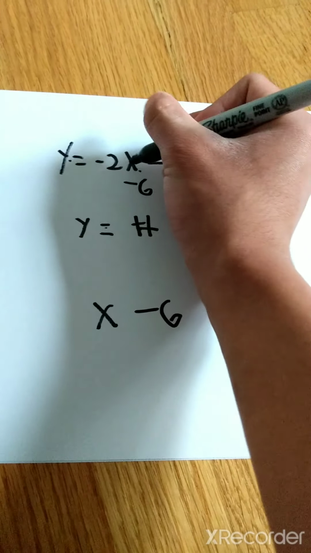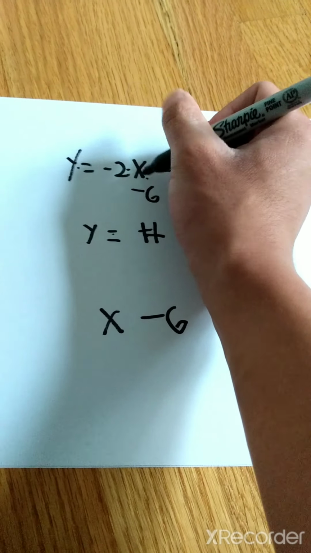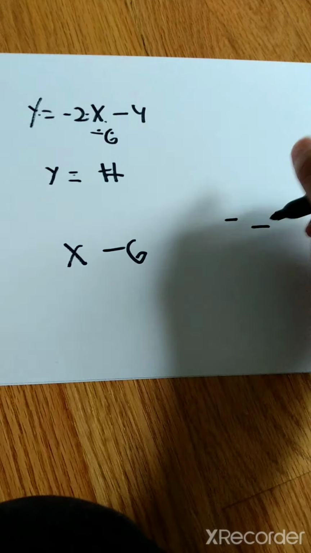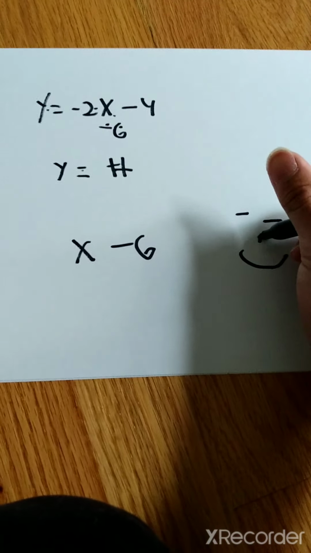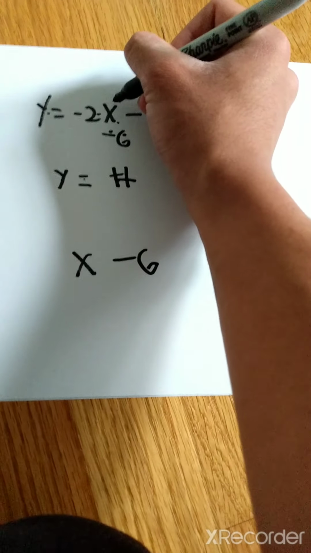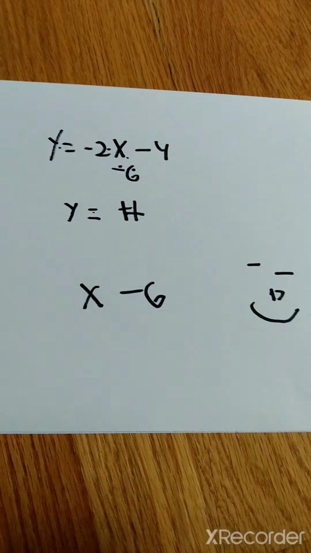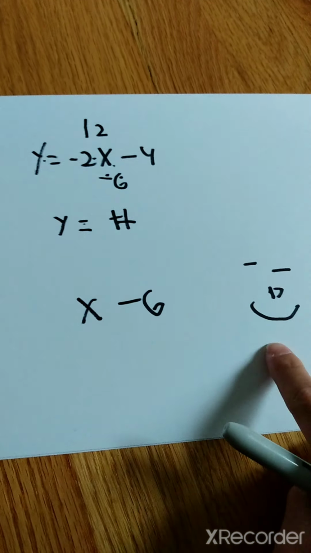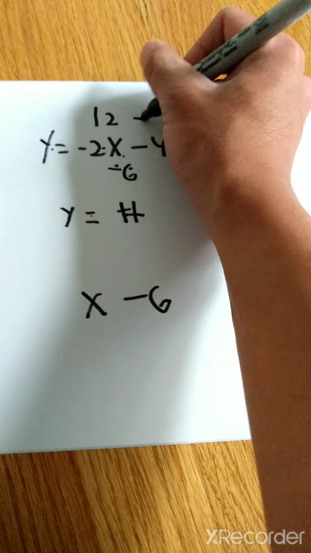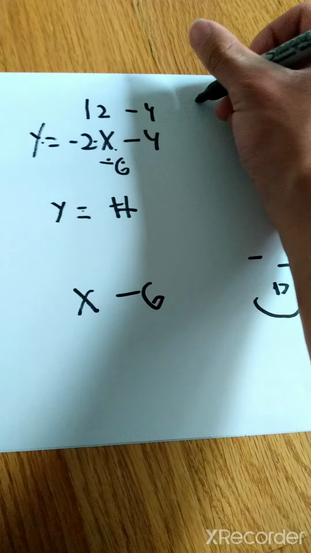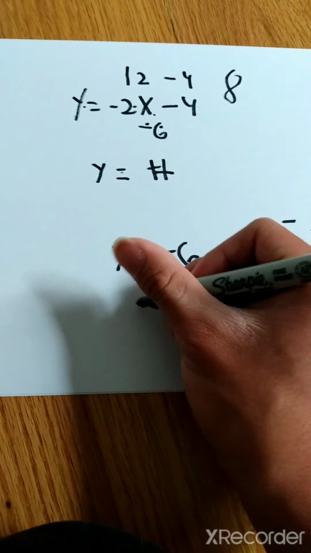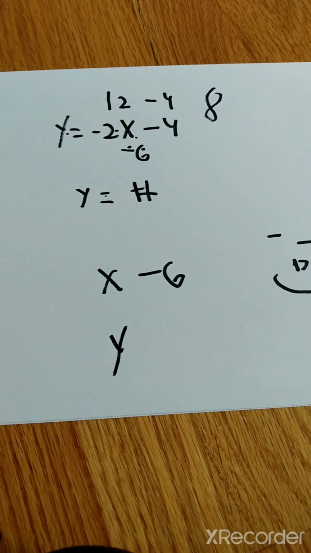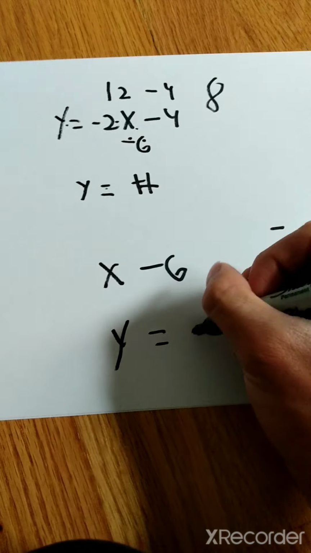So, negative 2 multiplied by negative 6, a negative times a negative is a positive. This is a happy face. That is going to become a positive 12. It's positive, it's happy. We minus 4. 12 minus 4 is 8. So y, the unknown number, is going to equal 8.